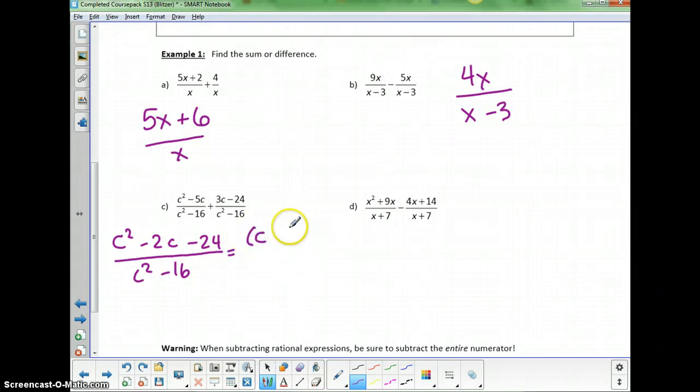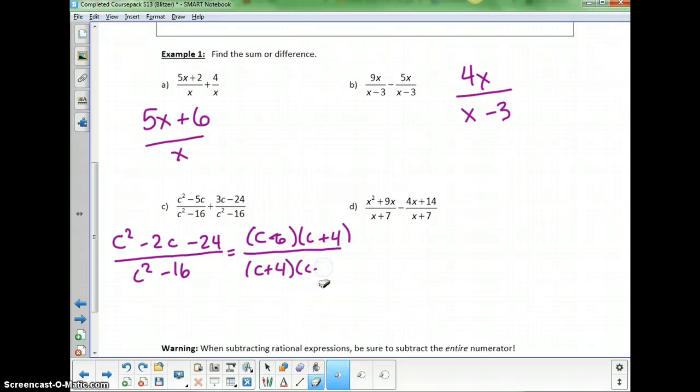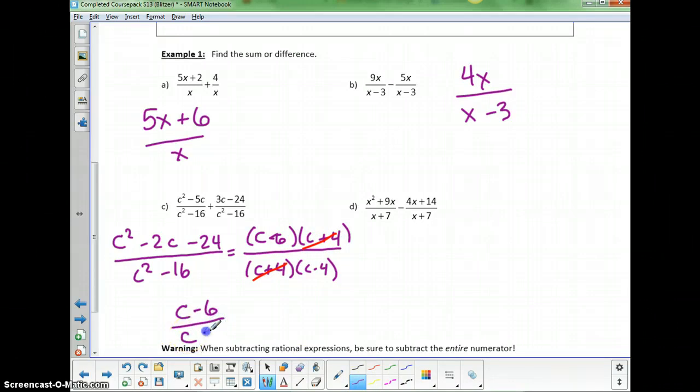We're going to factor that into c in the first two, and that's a 24. So if we do a negative 6 and a positive 4, that'll add to negative 2. The bottom is a difference of squares, so it's going to be c plus 4, c minus 4. Oops, c plus 4 and c minus 4. Alright, and this does reduce because I got a c plus 4 on both. I'm going to divide that out, and I'm going to be left with c minus 6 over c minus 4.